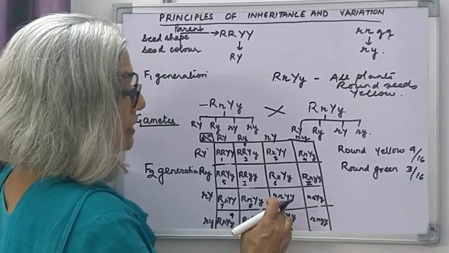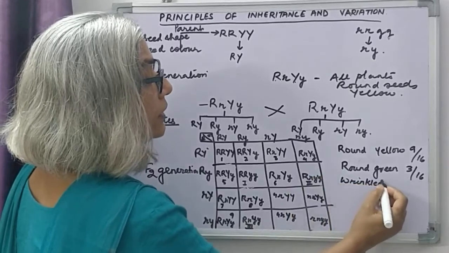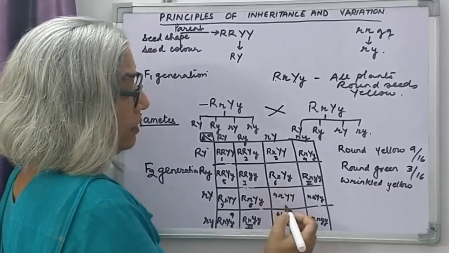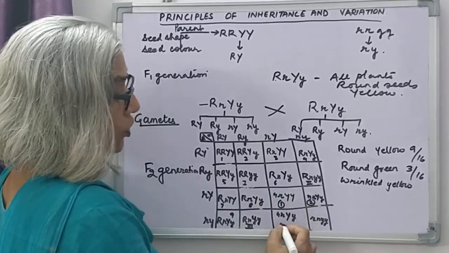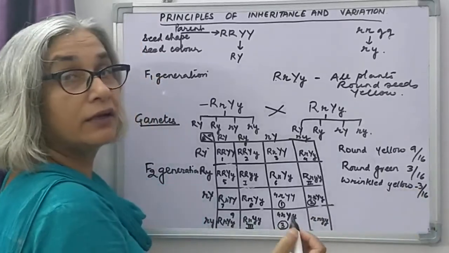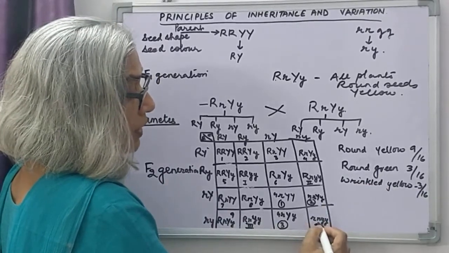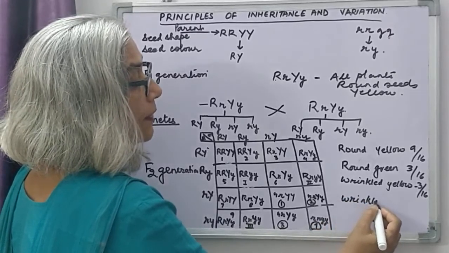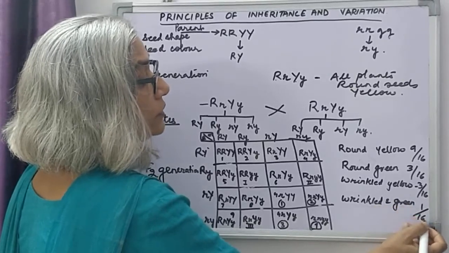Then we come to this. This is wrinkled and yellow. This is wrinkled and yellow. Let us count how many wrinkled and yellow we will get. 1 wrinkled and yellow, 2 wrinkled and yellow, 3 wrinkled and yellow. So we get 3 plants that will be wrinkled seeds and yellow seeds. Now only one we get here with wrinkled and green. That is only 1 out of 16.